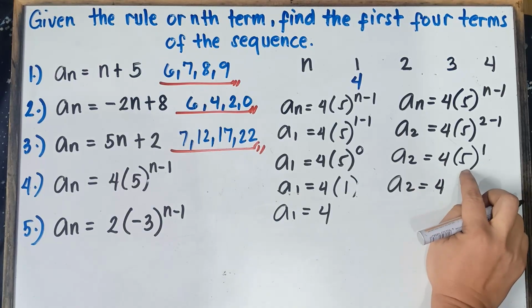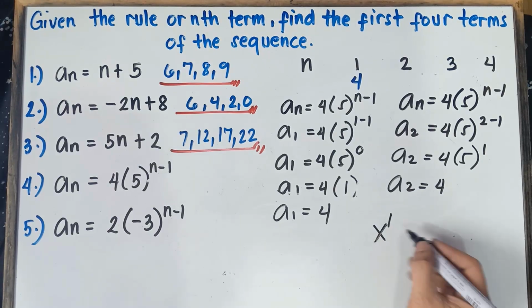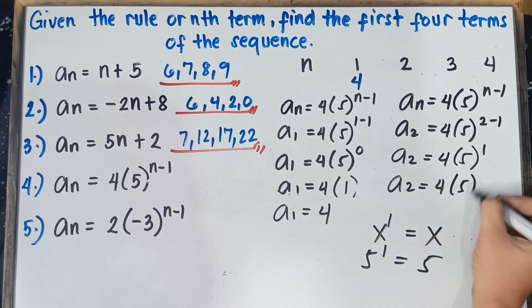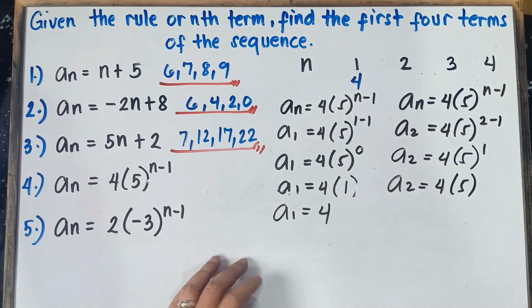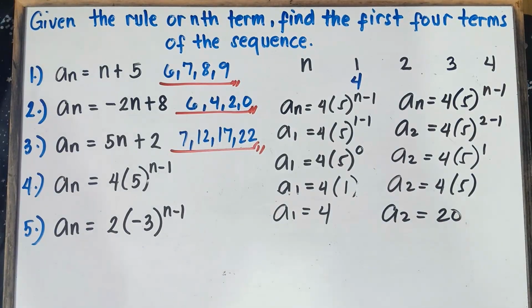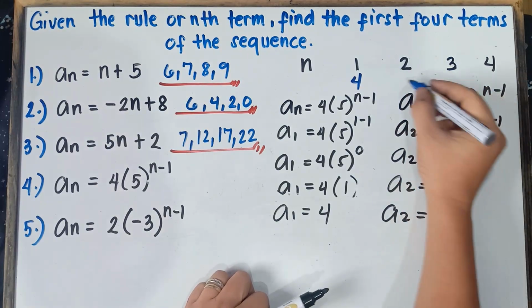Simply copy 5. Once again, class, any number raised to the power of 1, simply copy. X raised to the power of 1 is just the same as x. 5 raised to the power of 1 is just the same as 5. Simply copy 5. So 4 times 5, so a sub 2 would be equal to 20. Alright, so 4 times 5, that would be 20. So therefore, class, the next number, second term, that would be 20.